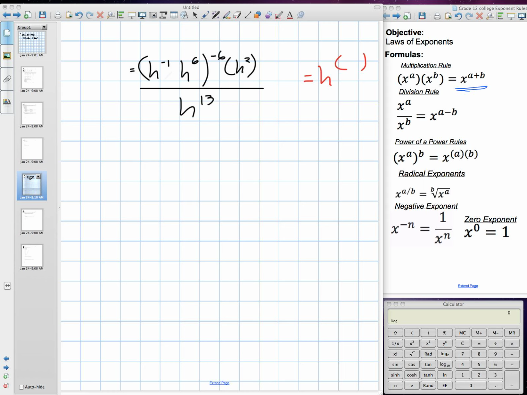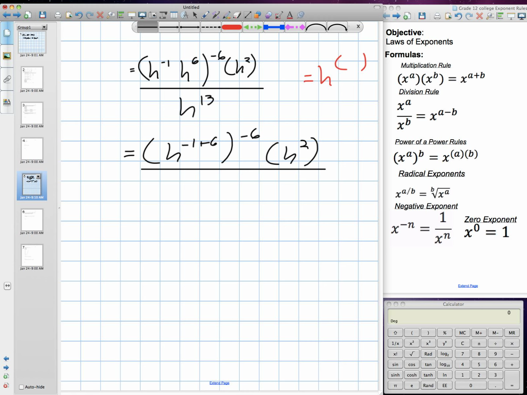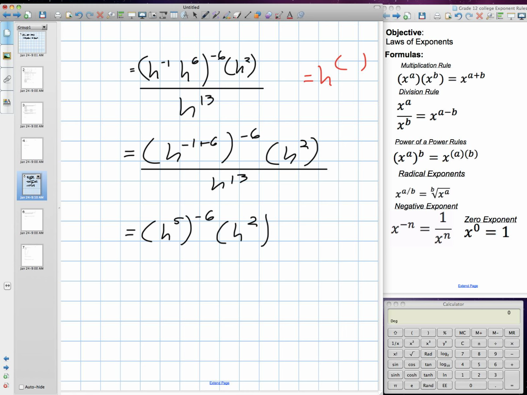So what is negative 1? h to the power of negative 1 plus 6, to the power of negative 6, times h squared, divided by h to the 13. What is negative 1 plus 6? 5, that's right. So the first bracket simplifies to h to the power of 5, to the power of negative 6, times h squared divided by h to the power of 13.